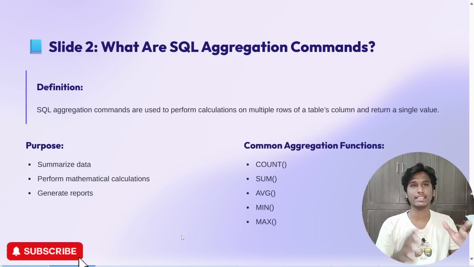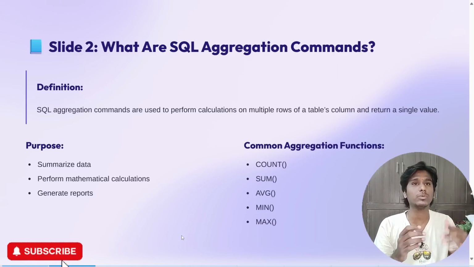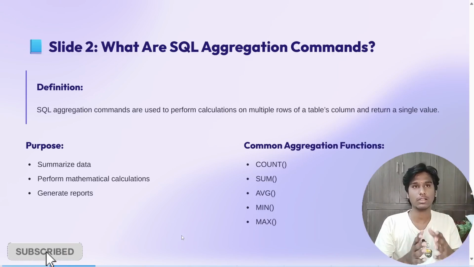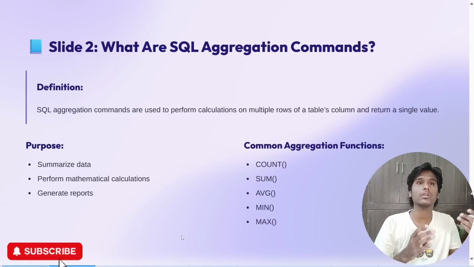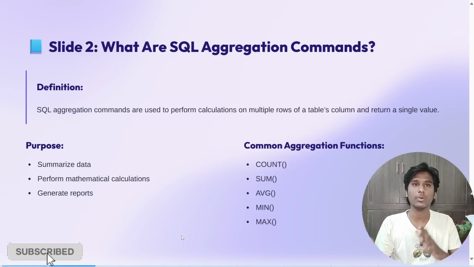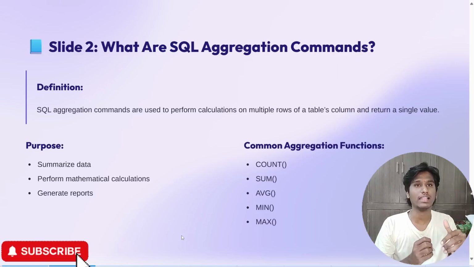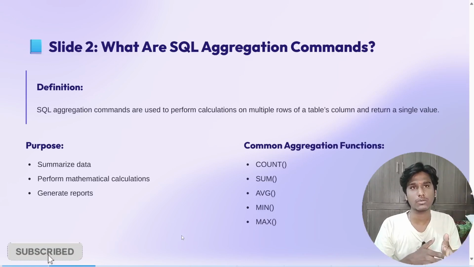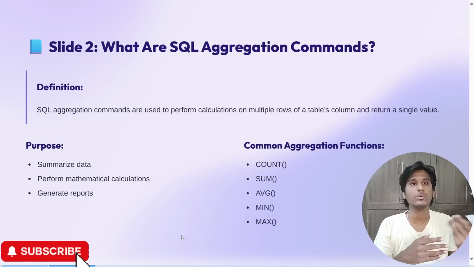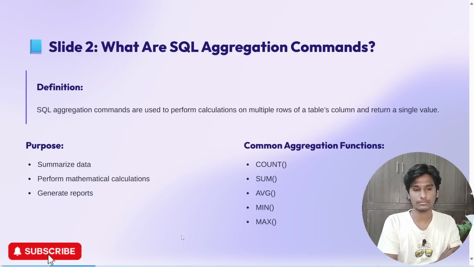So these aggregation commands, let's take an example as sum. Sum is used to add the values in the rows in a column, whereas count is used to count the number of the rows in the column. This is the difference between the count and the sum. Average is used to return an average value of the rows that we specify, and minimum is used to get the minimum value in the rows or in the column.